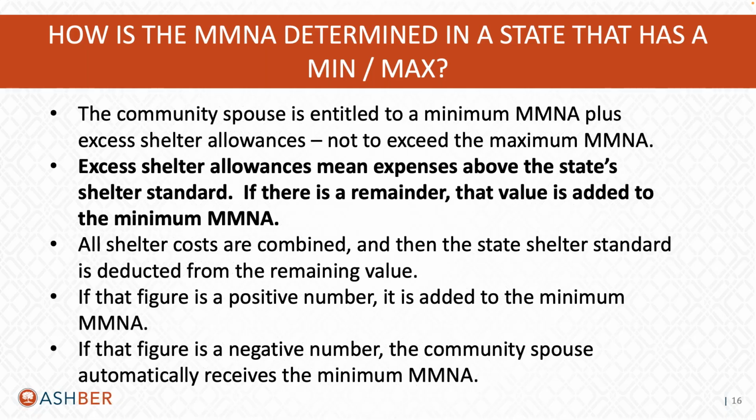So again, as I mentioned, we take the shelter costs, add them up, and subtract what the shelter standard is. And again, if that figure is positive, then it's added to the minimum MMNA. If that figure is negative, then the community spouse still receives the minimum MMNA.